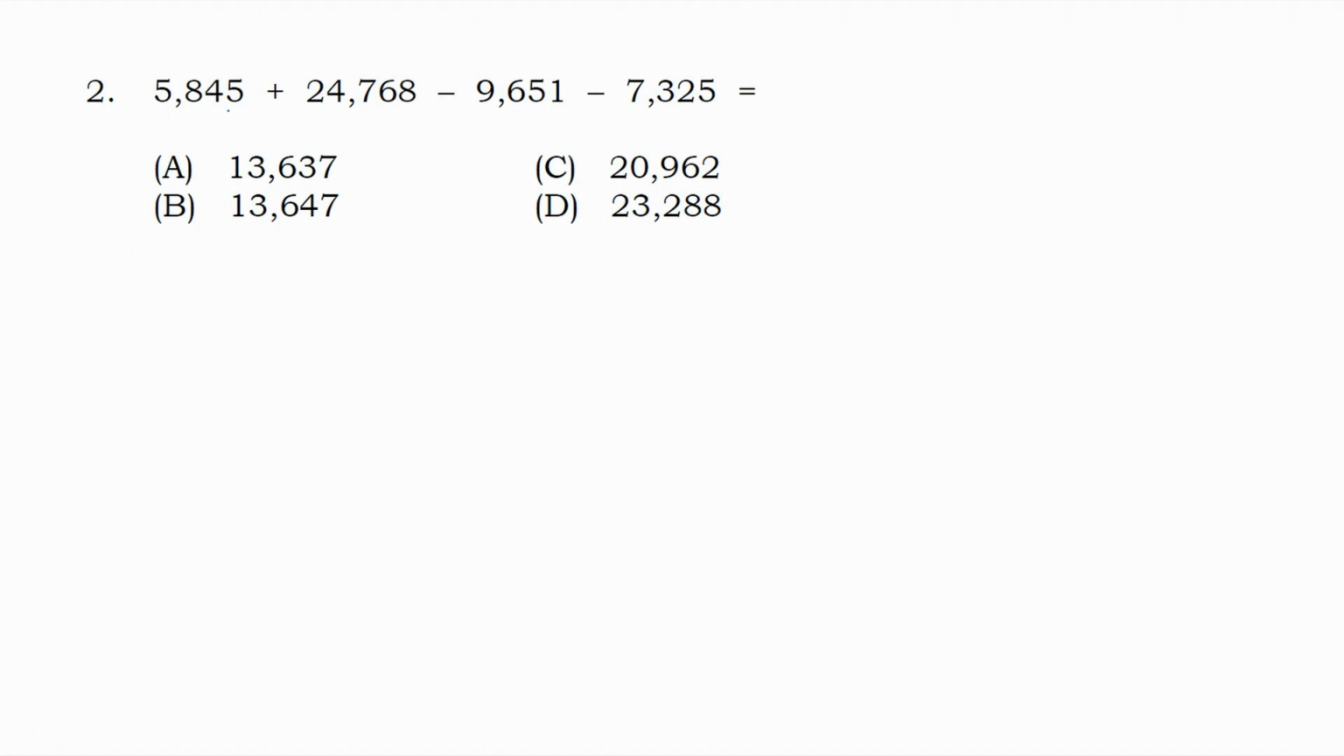5,845 plus 24,768 minus 9,651 minus 7,324. So, ang gawin muna natin dito, i-group muna natin sila, ipag-add muna natin to, and then ipag-add natin to, tapos yung sum nito, tsaka natin ima-minus dito sa sum nung unang part. So, 5,845 plus 24,768. So, ipag-add natin, 13, carry 1, 10 plus 1, 11, carry 1, 8 plus 8, 16, carry 1, and then 10, carry 1, so 3.